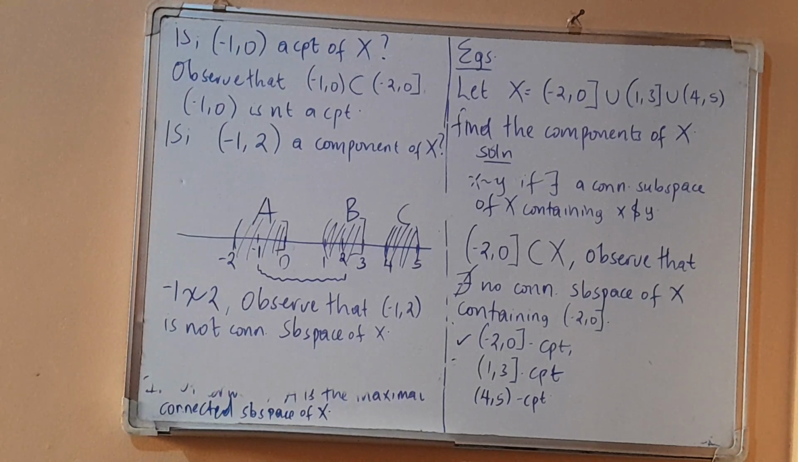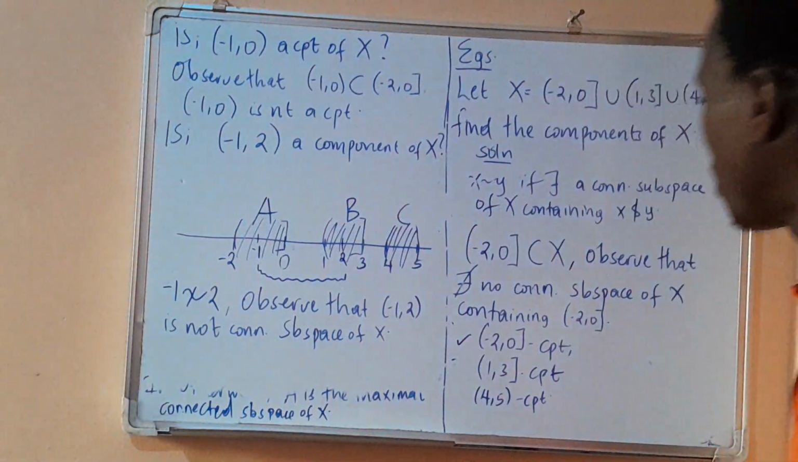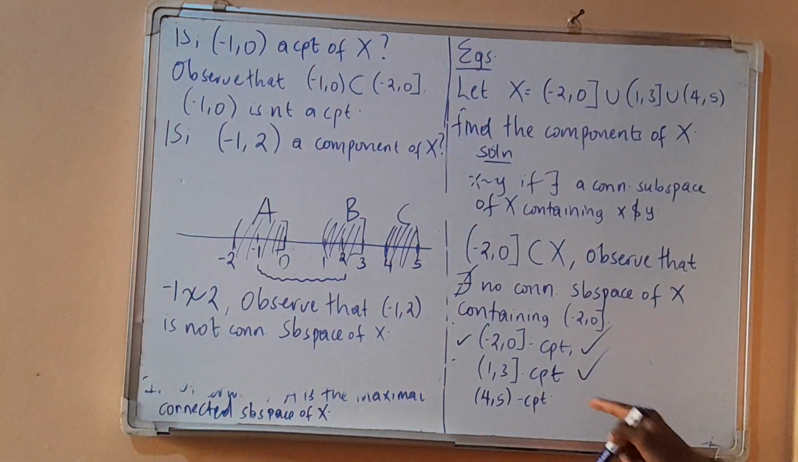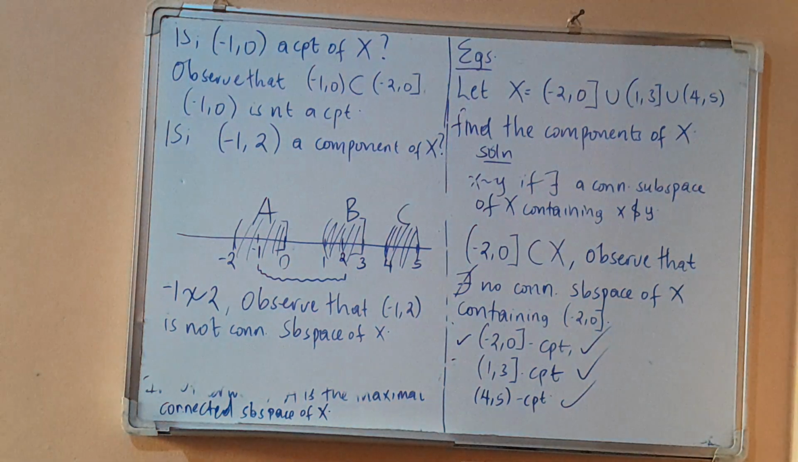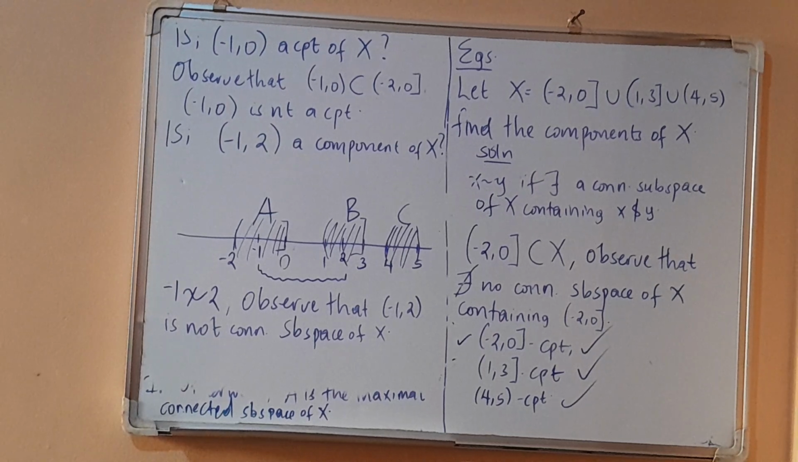So how many components are we having? We are having this as a component, also this as a component, and that as a component. Those are the connected subspaces of X in such a way that there exists no connected subspace of X containing them. They are the maximal connected subspaces of that X.